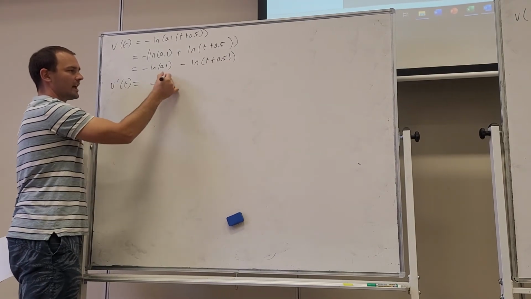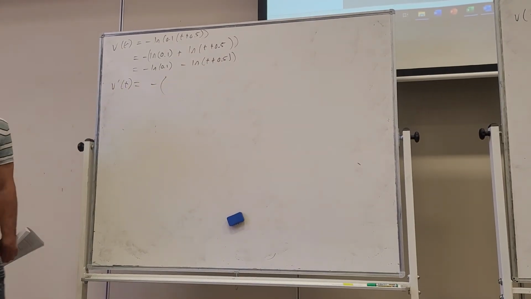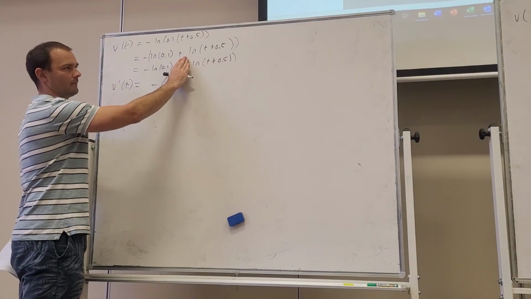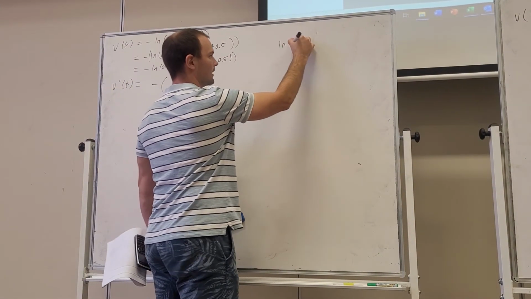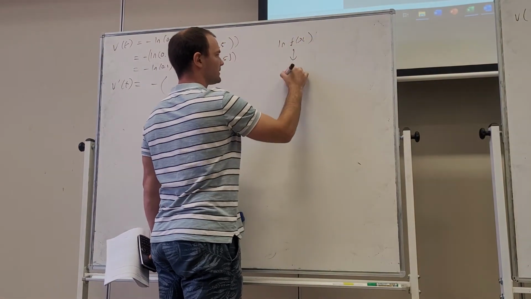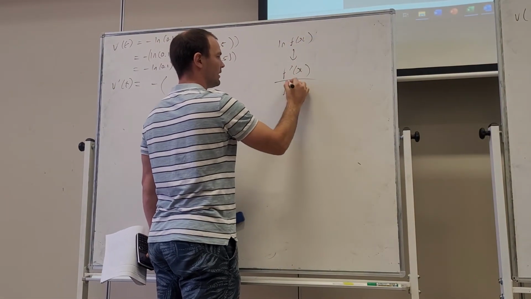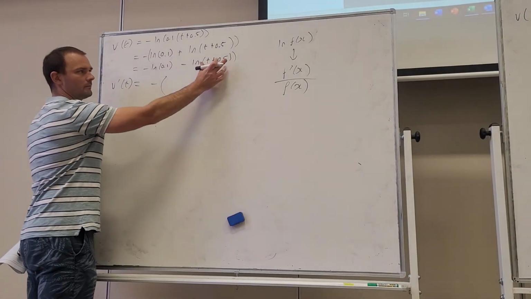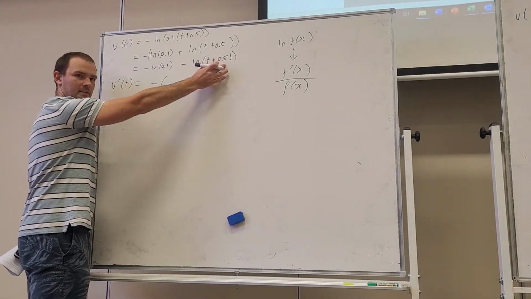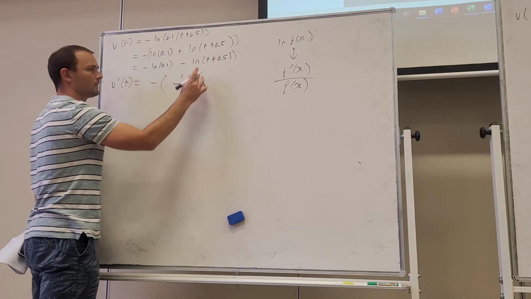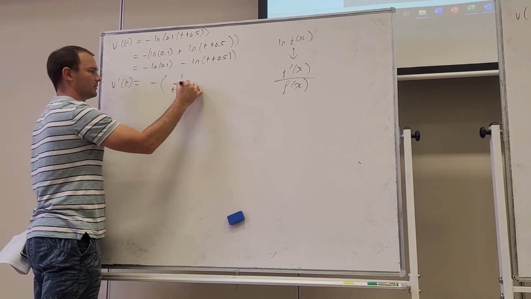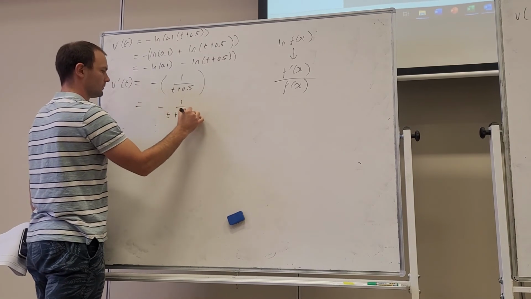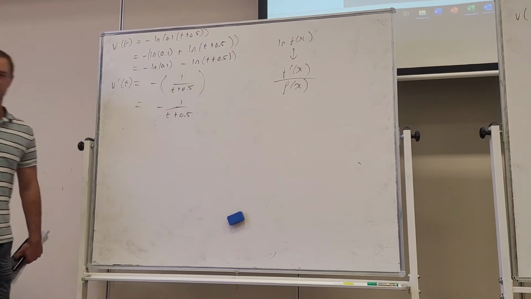The negative's just going to hang out there, so we can ignore that, and then we're just differentiating ln of t plus 0.5. Well, remember, if we have ln of f of x, the derivative is going to be f dash of x on top of f of x. So the derivative of what's inside brackets, t plus 0.5, is just 1, and then at the bottom, t plus 0.5. Okay, so that's our derivative function.